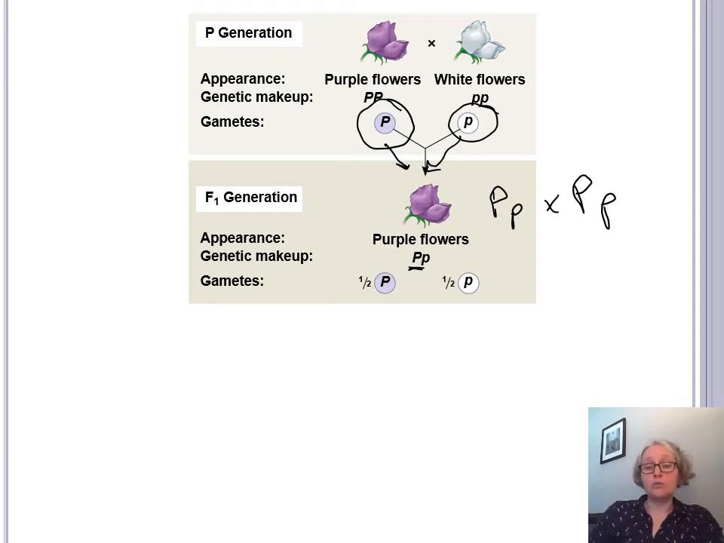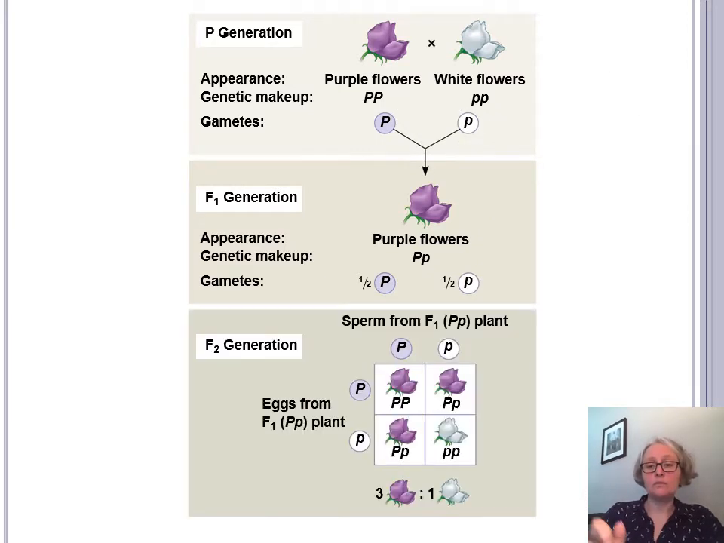In this case, what we will do is take each individual and figure out what gametes they can produce and place those on the outside of a box. So individual number 1 can make big P and little p gametes. Individual 2 can make big P and little p gametes. So here, this is much prettier. Big P and little p from one parent, big P and little p from the other parent. And then we fill in the boxes. As we fill in the boxes, we see our 3 purple to every 1 white plant.